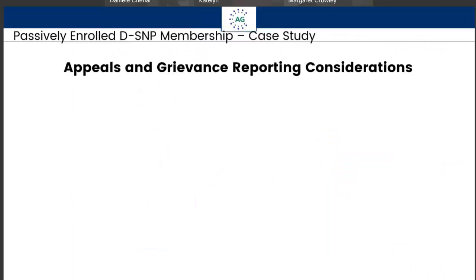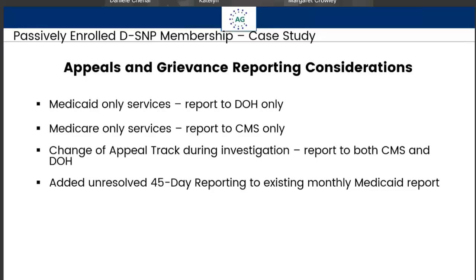Then we're going to look at reporting. Now we have cases using different appeal rights, so we need to look at reporting. Medicaid-only services are reportable to the state. Obviously, if a service is Medicaid-only, it's going to use Medicaid appeal rights, and the state needs to know about those. Similarly, for Medicare-only services, if the service being appealed is only covered by Medicare, it's going to go down a Medicare appeals track and get reported to CMS. Where it gets confusing is if you have a case that crosses over in the middle.